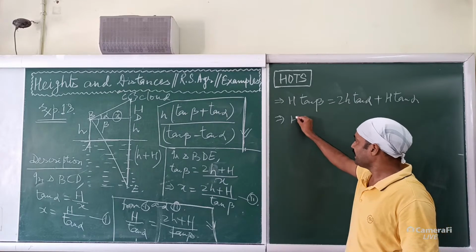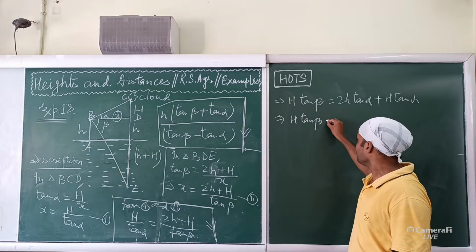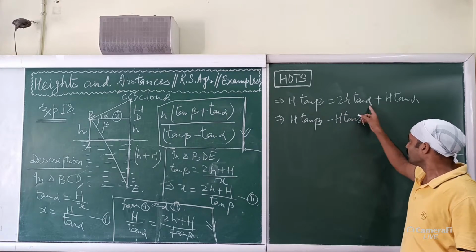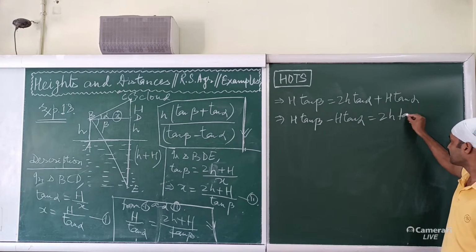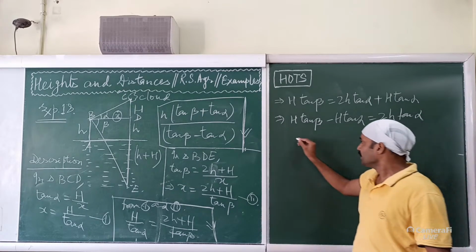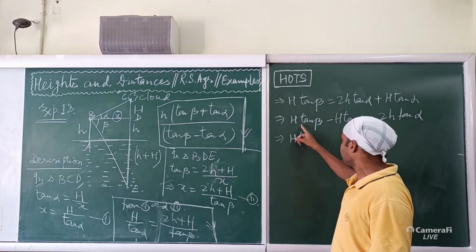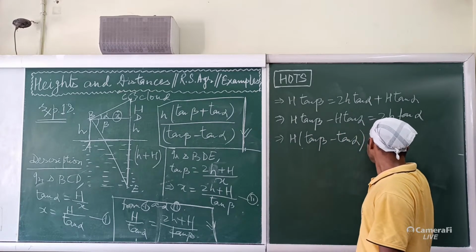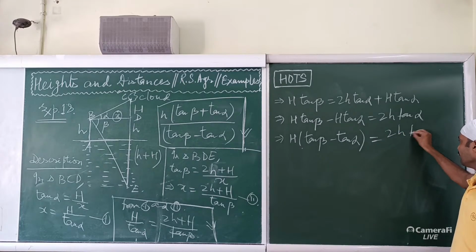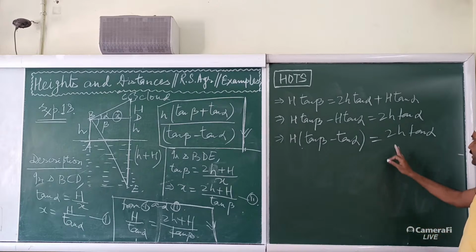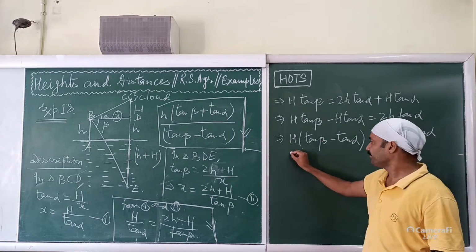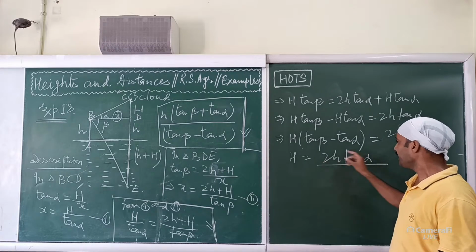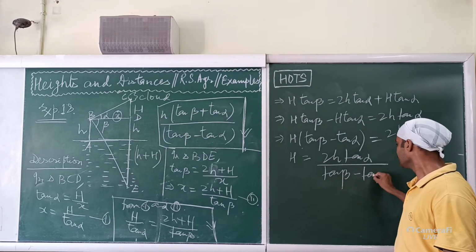How? We will write h tan beta minus h tan alpha equals 2h tan alpha. Take h as common. After taking h common, it will be h times (tan beta minus tan alpha) equals 2h tan alpha. Therefore h equals 2h tan alpha by tan beta minus tan alpha.